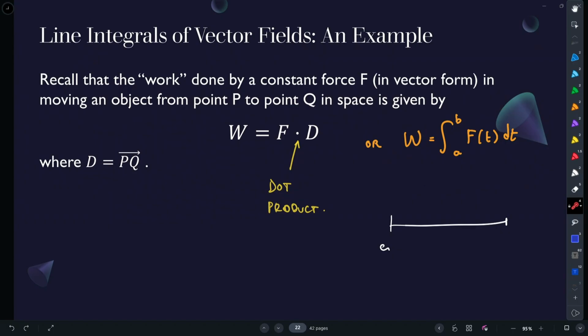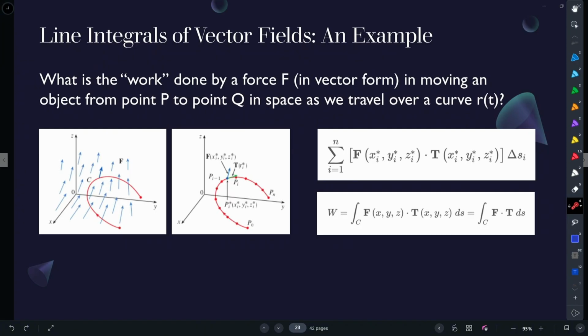So now we want to compute work along three-dimensional paths. So how do we do that? There is some force field, which is a vector field of forces. Then we have a path in 3D.